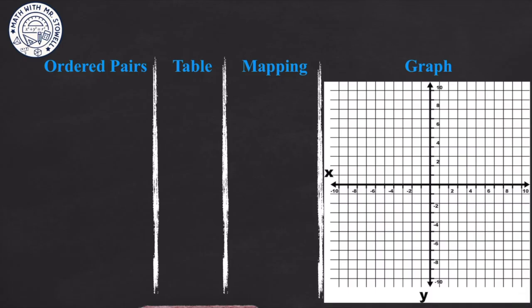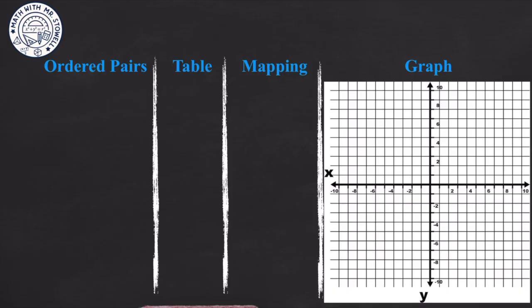There are several ways we can represent a relation. We can represent a relation as an ordered pair or as several ordered pairs together. We can represent it as a table. We could represent it as a mapping, which we're going to explain what that is in a moment. And we can also represent a relation in terms of a graph.